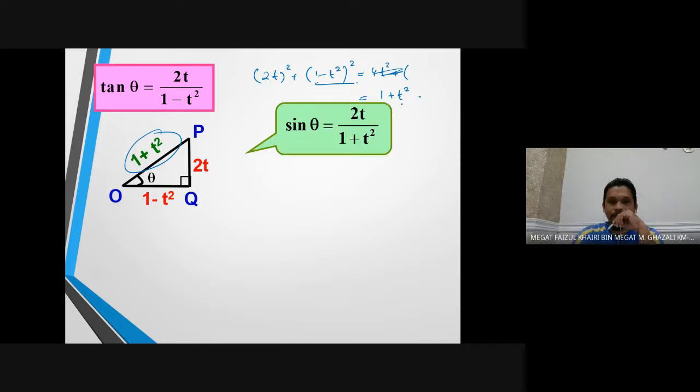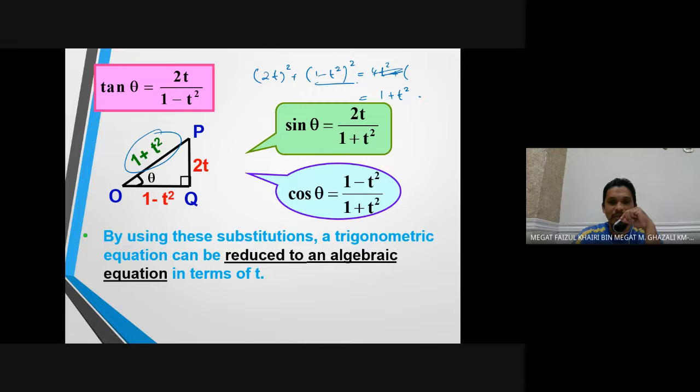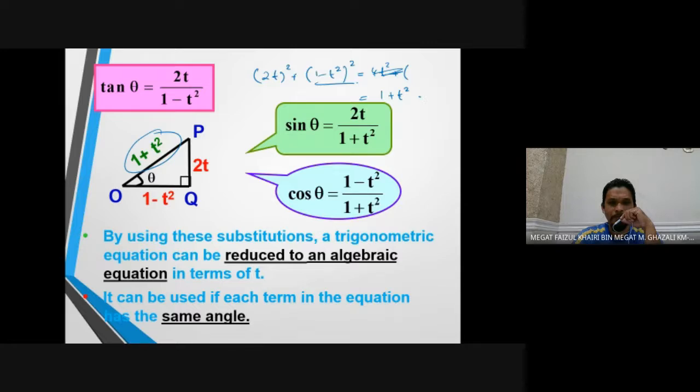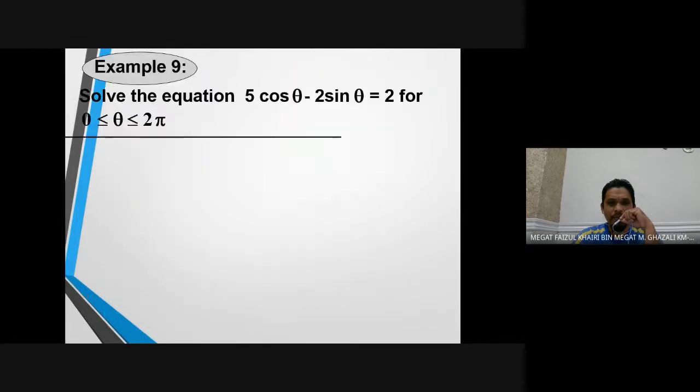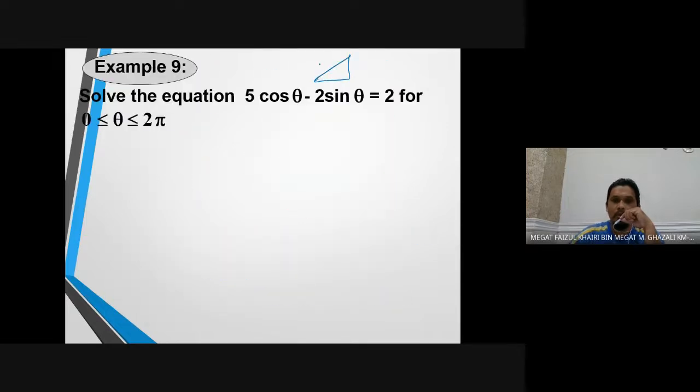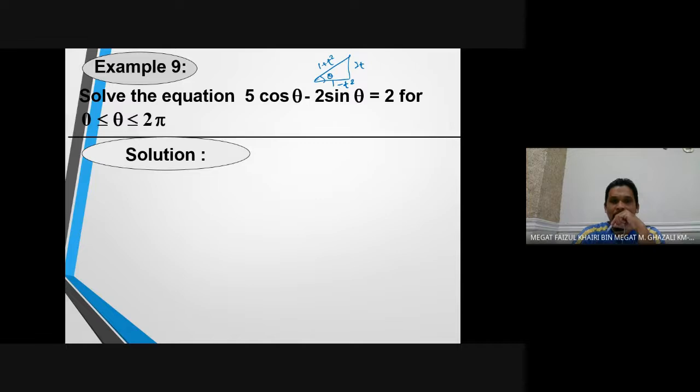Okay. So by using this substitution, a trigonometric equation can be reduced to an algebraic equation in terms of t. Okay. So now find cos theta, okay, from here. 1 minus t squared. Okay, from this, 1 plus t square, 2t, 1 minus t square here. So the value of theta. Okay, 5 cos theta, let t equal to tangent theta over 2.